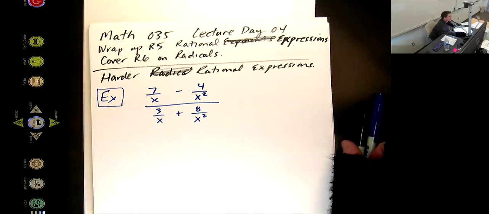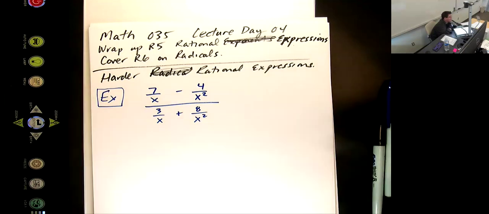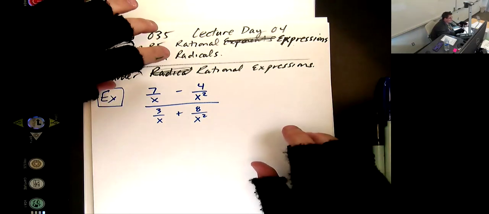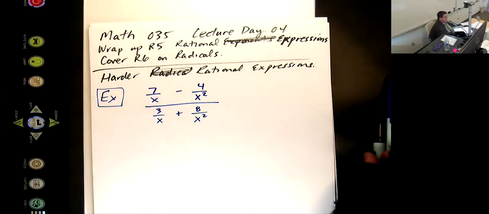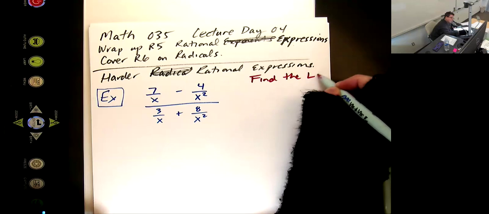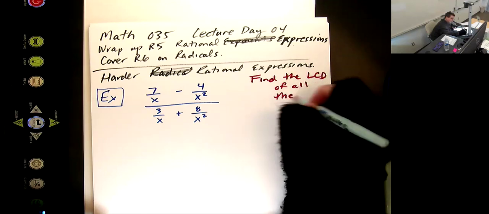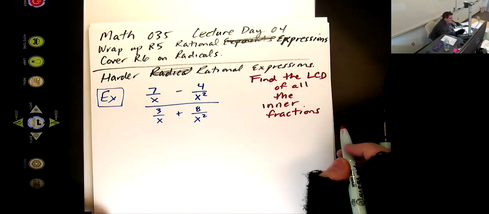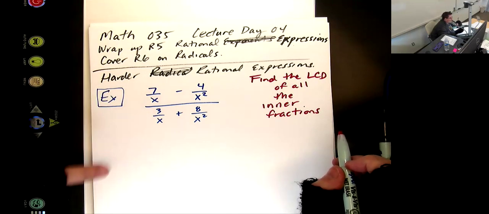This is fraction inception. Fractions in fractions. Looks busy, right? Looks like a pain. There are several ways to do this. You can get common denominators on top and bottom and then do a fraction divided by another fraction, and we could do the reciprocal, but there's an easier way. Find the LCD of all the inner fractions. Inner fractions being everything that's above the big bar or below the big bar.